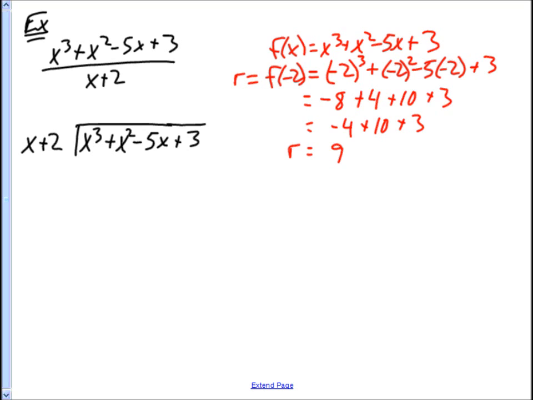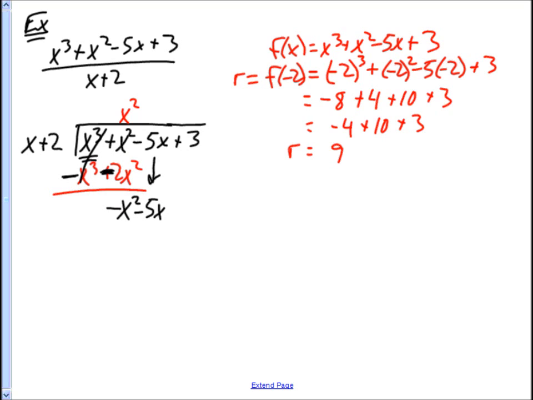Okay, so I say what times x gives us x cubed, right? Well, that what has got to be x squared. Let's go with x squared. So x squared times x, x cubed. x squared times 2, 2x squared. Don't forget, change. All right, that's a minus now. x squared minus 2x squared, negative 1x squared, minus 5x.